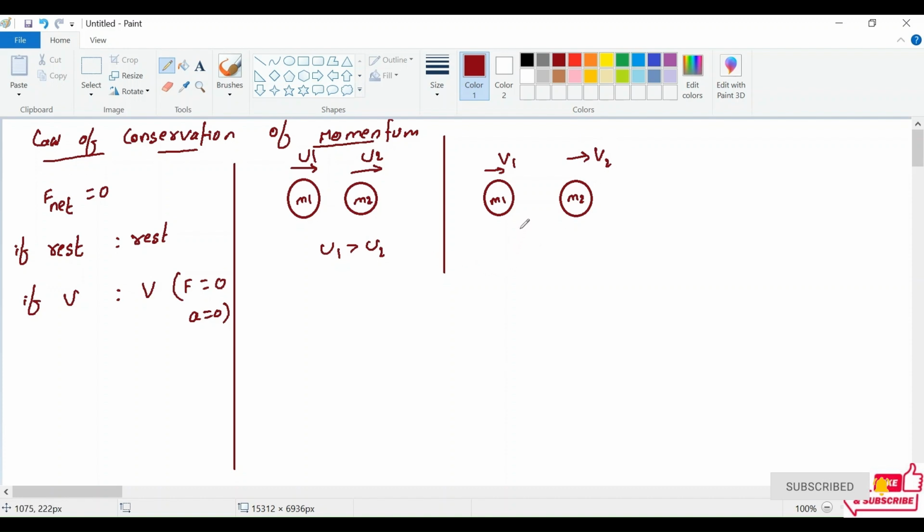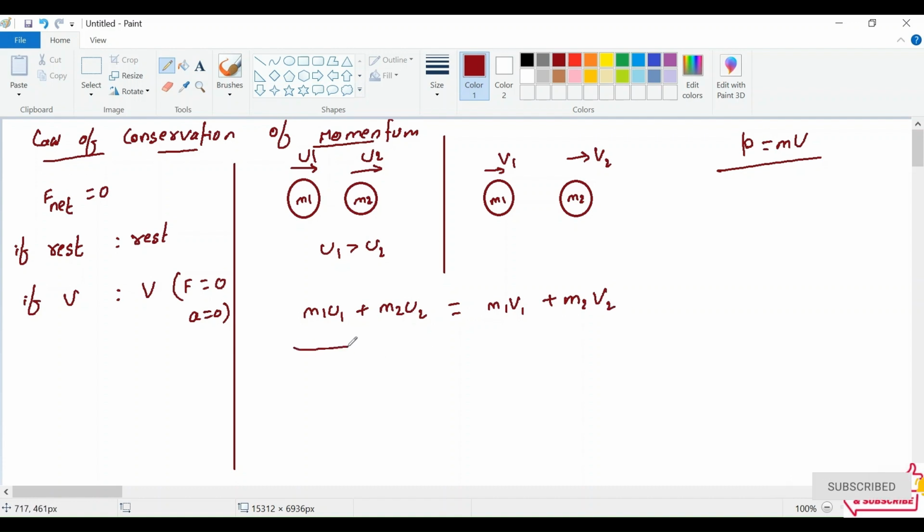Here the collision occurs. Now, what does the law of conservation of momentum say? If the external force is 0, nothing else is acting, and they collide, momentum is always conserved. So I can say m1u1 plus m2u2, the total momentum before collision, is equal to the total momentum after collision. Momentum is mass into velocity, so mass into velocity of the first one plus mass into velocity of the second one is equal to m1v1 plus m2v2. This is the law of conservation of momentum.